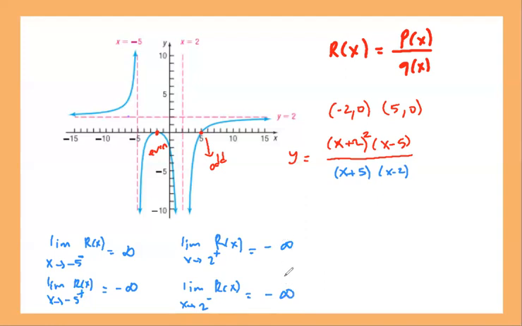Since both of these are the same sign, both approaching negative infinity, we are going to say x equals 2 has to be even multiplicity. Meaning that the power of x minus 2 should be at least 2. So something like this. But at the same time, whenever I take the zeros of the numerator, I get the x-intercepts, which is good. When I take the zeros of the denominator, I get my vertical asymptotes, which is nice.